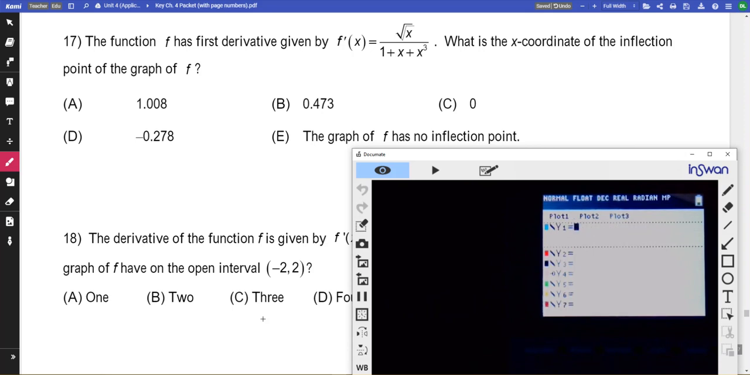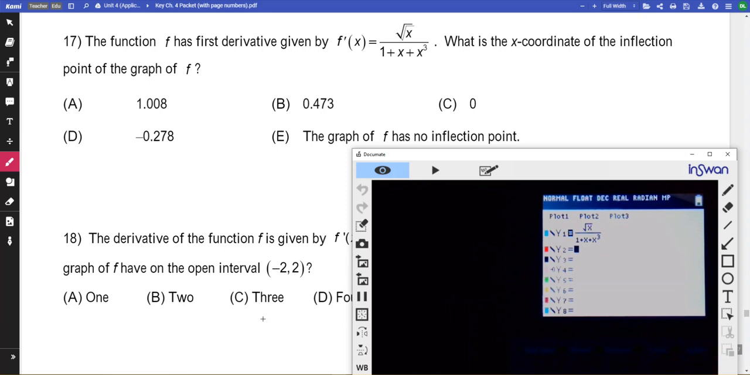So I'm going to clear. I'm going to set up to make a fraction, and I've got the square root of x all divided by 1 plus x to the third power. All right? So there's my function. That's what I want to look at. And it says, what's the coordinate of the inflection point? What's the coordinate of the point of inflection? Well, the point of inflection is going to be based on the maximum for f prime.